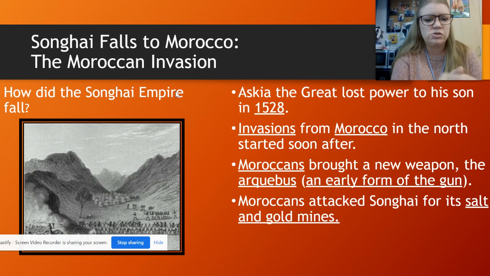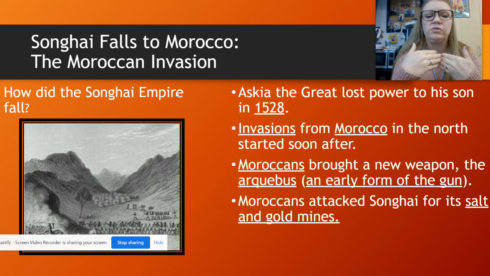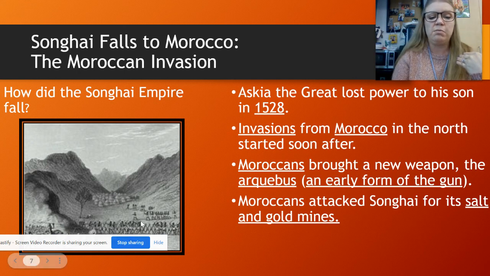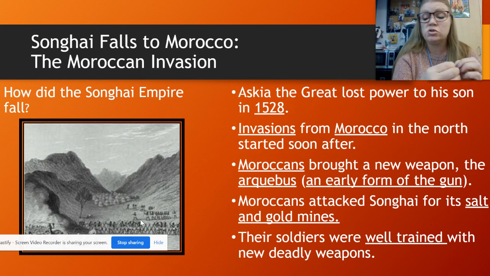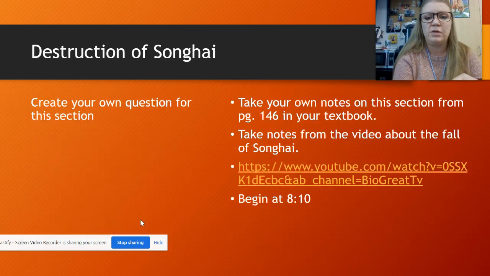So the arquebus was very dangerous, not only for the people that you were fighting against, but also for the gun handler, because it took a while to make sure that they worked correctly, and there were a lot of accidents in the meantime. The thing about the Moroccans bringing the arquebus is they were able to fight from a far distance. You can see here, you're able to be much farther away from your opponent, which gives you the advantage. Songhai had to be very up close to be able to do any damage and to fight people off. So the Moroccans attacked Songhai, obviously, for its salt and its gold mines. The soldiers were very well trained, and they had this new deadly weapon. Even though it wasn't as accurate, it still did enough harm, and not only that, it put fear into the Songhai army.